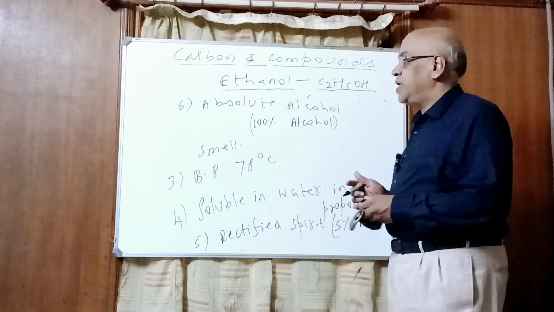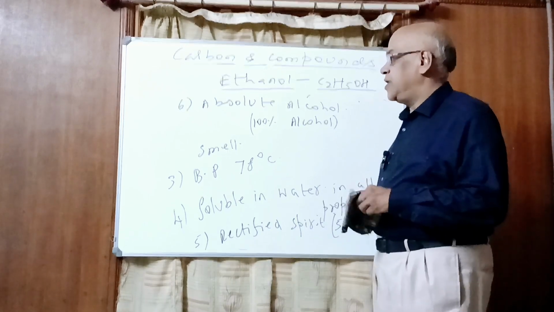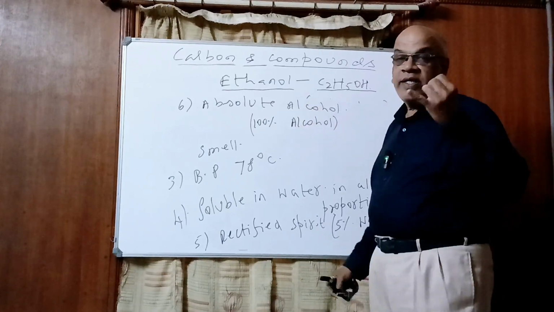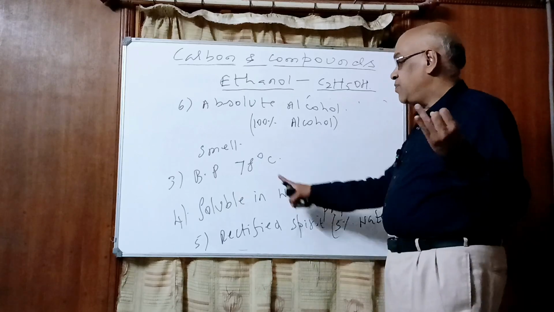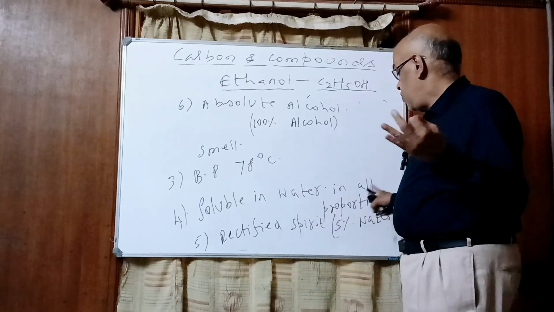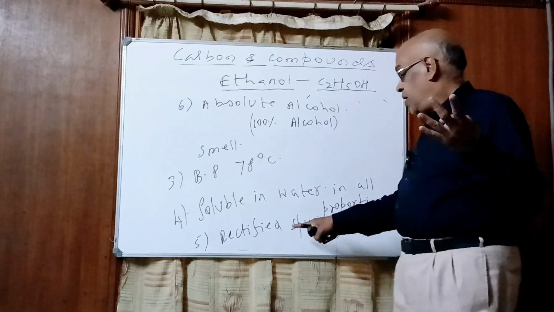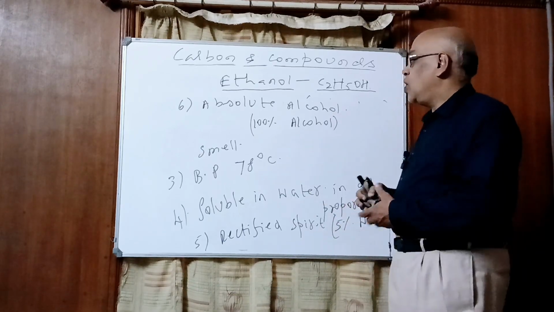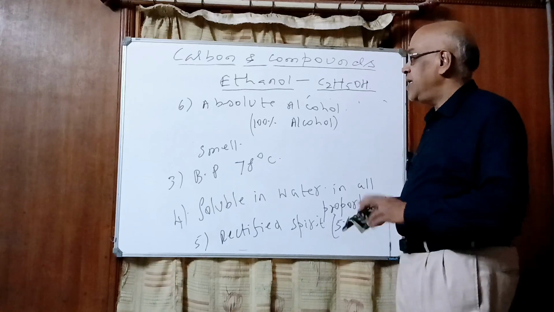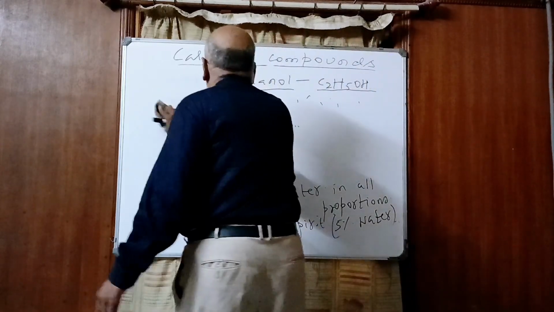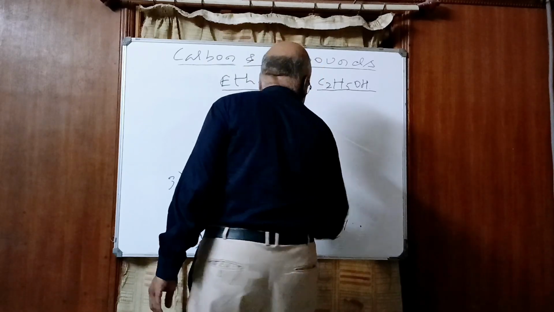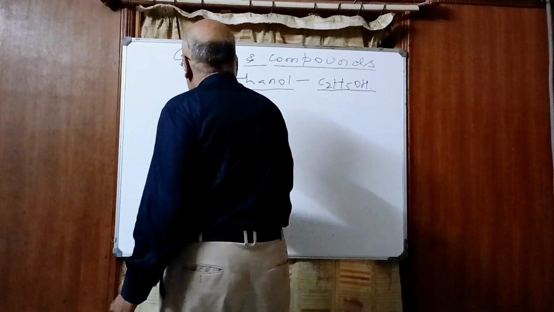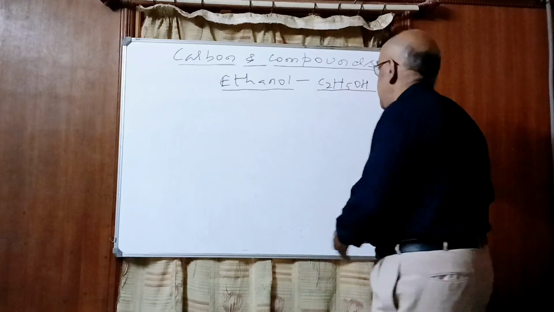These are the five properties. What are they called? We can say physical properties. Ethanol is a liquid at room temperature, colorless. Second, it has a pleasant smell and burning taste. Its boiling point is 78 degrees centigrade. It is soluble in water in all proportions. Then ethanol containing 5% of water is called rectified spirit. Sixth point, absolute alcohol is 100% alcohol. It doesn't contain anything else. These are the physical properties we must know, children. Very, very important. They may ask for 2 marks: what are the properties of ethanol? Remember this and write any 2 or 3.